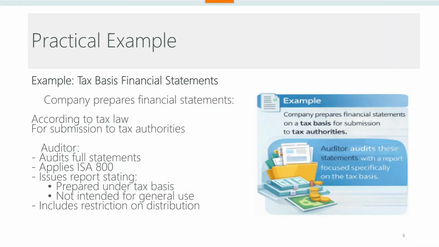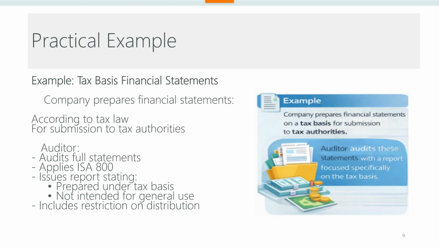Let's move forward and see the example. For example, a company prepares tax-basis financial statements for submission to the tax authority. Now, what are the auditor's responsibilities? The auditor audits the financial statements, applies ISA 800, and issues a report stating the statements are prepared under the tax basis, clearly mentioning they are not intended for general use, and including a restriction on distribution. I hope now you are able to understand the definition and the example.